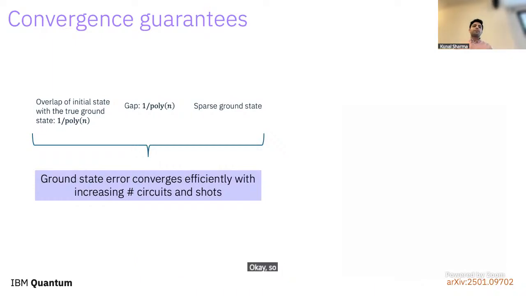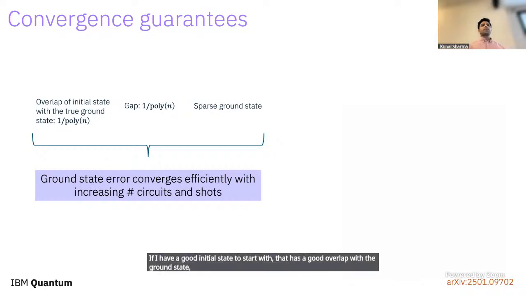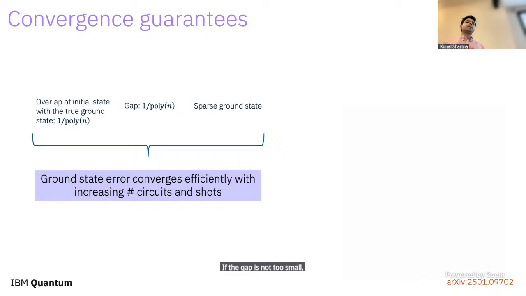Okay, so this is what we have proven. If I have a good initial state to start with that has a good overlap with the ground state, if the gap is not too small, and if I imagine that the true ground state can be approximated by a sparse state, and I will define these notions on the next slide. But if I have these three assumptions, then what we have proven is that you can converge to the ground state energy with very small additive error with just a polynomial number of experiments. So polynomial in number of qubits.